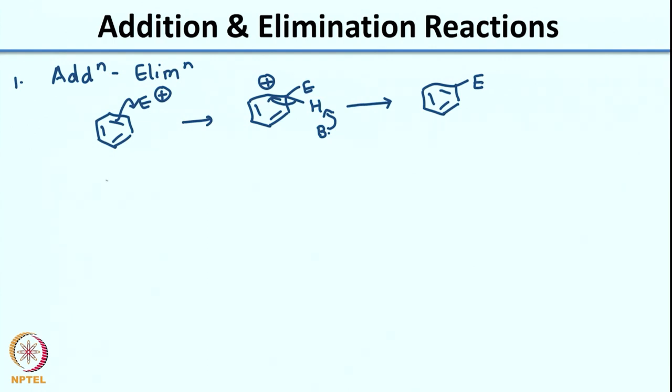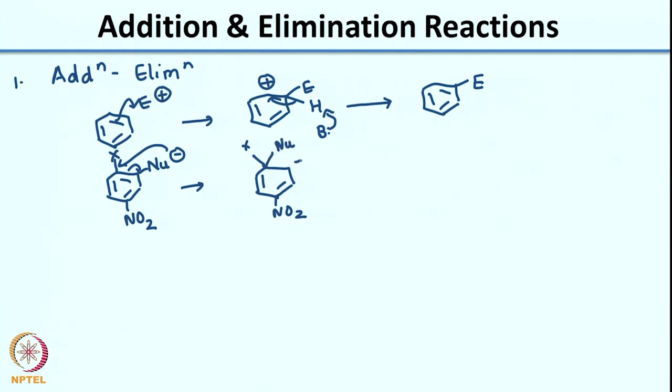Similar to an electrophile, there is also the addition elimination reaction involving nucleophiles. So, typically in this case, you have the nucleophile come in to give you a charged intermediate, the negative charge is actually stabilized by an electron withdrawing group, and then the next step would be elimination. So, these are examples of addition elimination reaction.